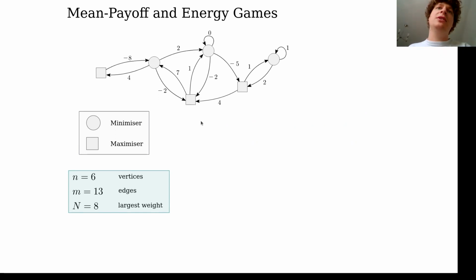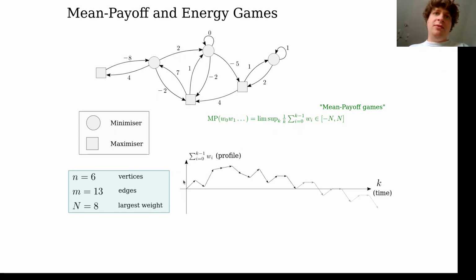The aim of the player is to optimize the mean payoff. The mean payoff is defined by this formula. It is the average in the very long run of the partial sums of the weights. On a picture, if I draw the partial sums, which I will call the profile of the weights in the walk on the graph, the mean payoff can be seen here. It is the average that you get in the long run.